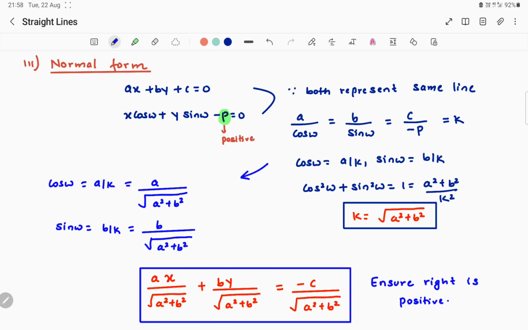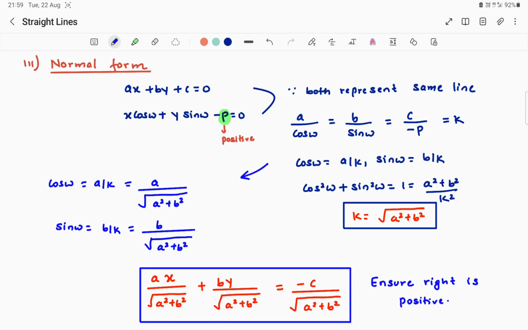So we can figure out from here what cos omega is. If you equate the first and the last, you get cos omega is equal to a by k, and if you equate this, you get sin omega is equal to b by k. But understand, k is some unknown quantity, so our target would be to eliminate it. We know one identity from trigonometry, that cos square theta plus sin square theta is 1. Using that fact, you get a square by k square plus b square by k square is equal to 1, and simplifying this, we get k is equal to root under a square plus b square.